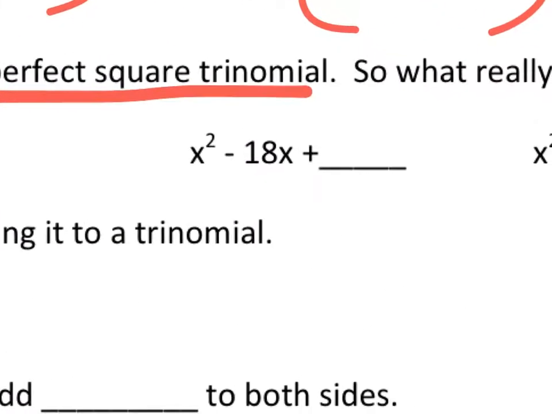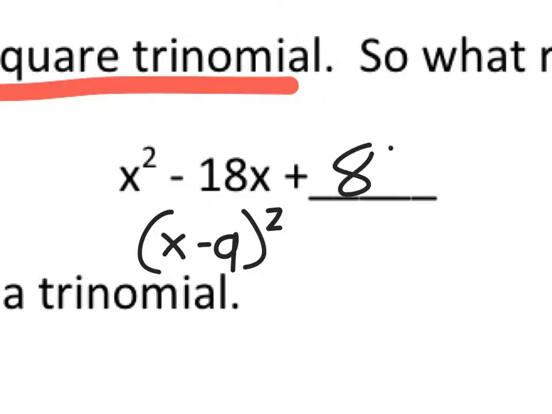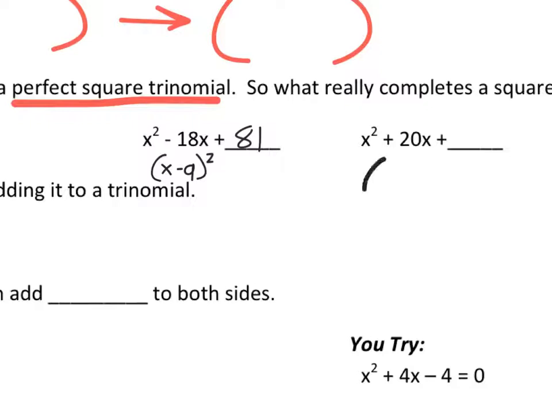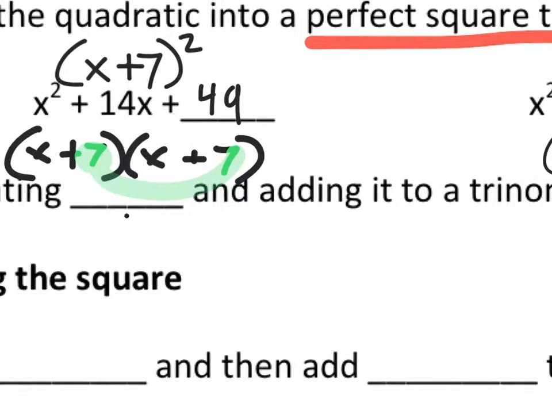All right. So now that you all are seeing the pattern here, this one would go to x minus 9 twice, which then means negative 9 times negative 9 is an 81. This one here, you split the 20 into 2 groups of 10. 10 times 10 is 100.